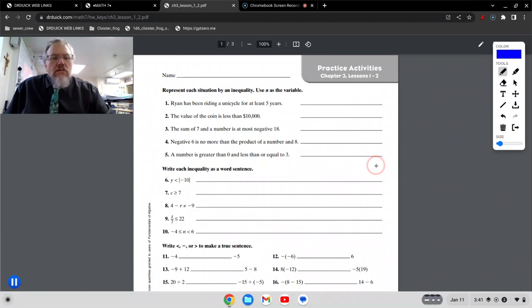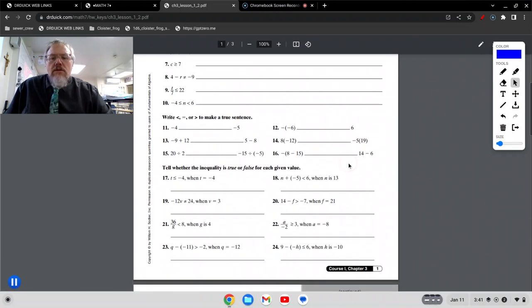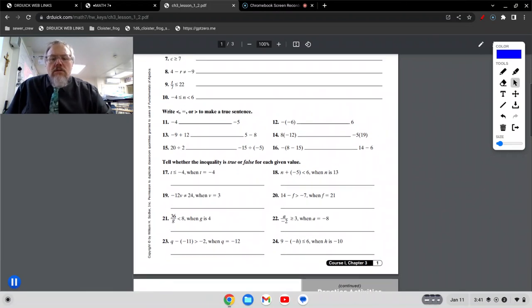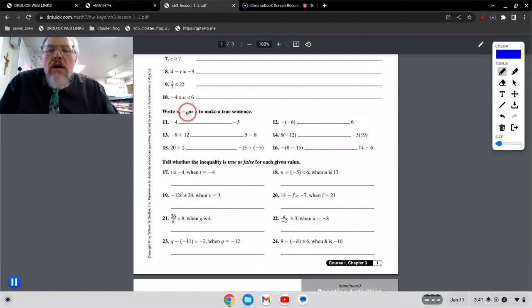If I scroll down, let's look at the next crew down here. We'll start with 11 all the way down to 23. We're staying odd, so this will be easy. Here's negative 5. Here's minus 4. Which one's bigger? Because it's negative, the 4 is going to be bigger than the 5, so the point is going to go towards negative 5.